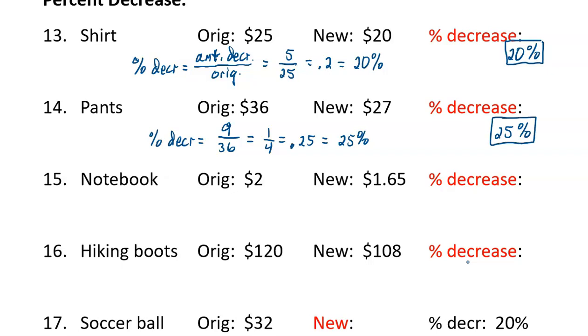Number 15, a notebook originally cost $2 but on sale for $1.65. What's the percent decrease? Let's use our formula for percent decrease. It's the amount of decrease. The price has been decreased by 35 cents compared to the original price of $2. Take a calculator and divide this. 0.175. But now get it in its percent format. Remember, to change a decimal to a percent, you multiply by 100 or move the decimal 2 positions. This is 17.5%.